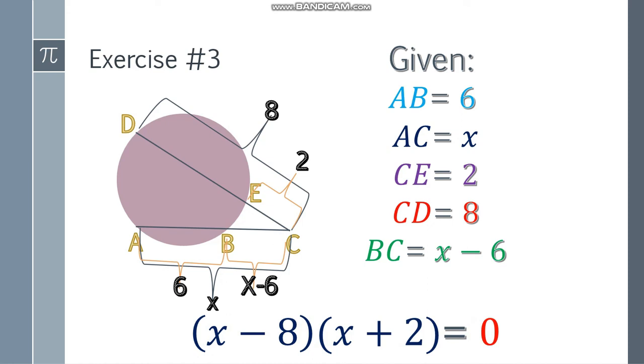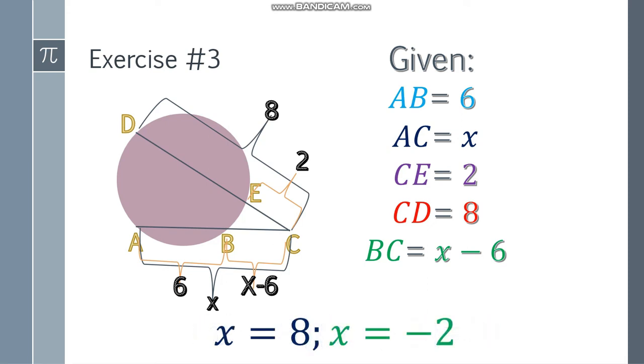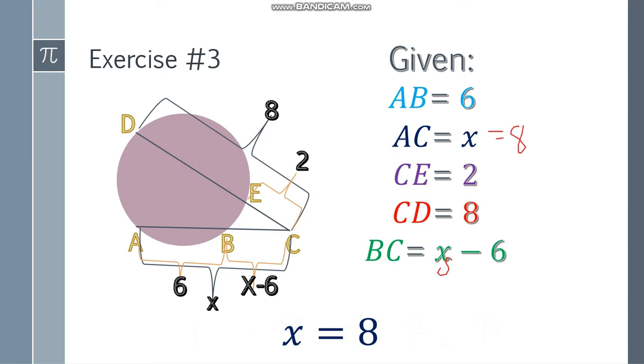The quantity x minus 8 multiplied by the factor x plus 2 is equal to 0. So to find the value of x, x is equal to 8 and x is equal to negative 2. Remember, in measurement, you cannot have a negative value. So we will only accept the positive answer, which is x is equal to 8. So AC will be 8, and BC will be 8 minus 6, so BC will be 2.